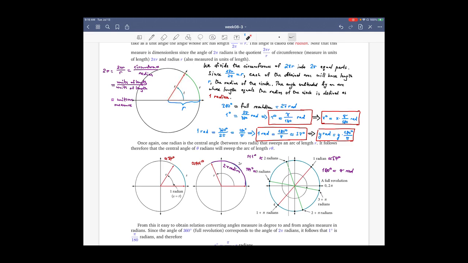If I take an angle measuring theta radians, the length of the arc that this angle theta subtends will be theta times the length of the arc subtended by 1 radian, which is r. So the length of this arc is theta times r, provided, of course, that theta is measured in radians. I recommend that unless required by the problem, you measure all your angles in radians.